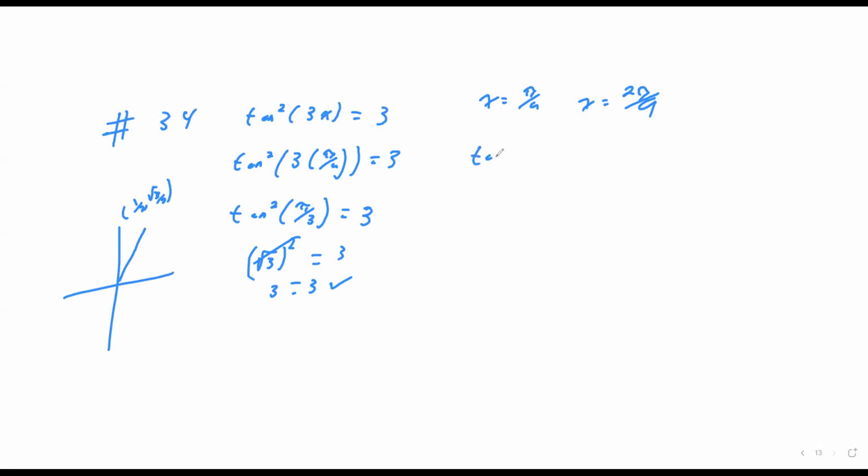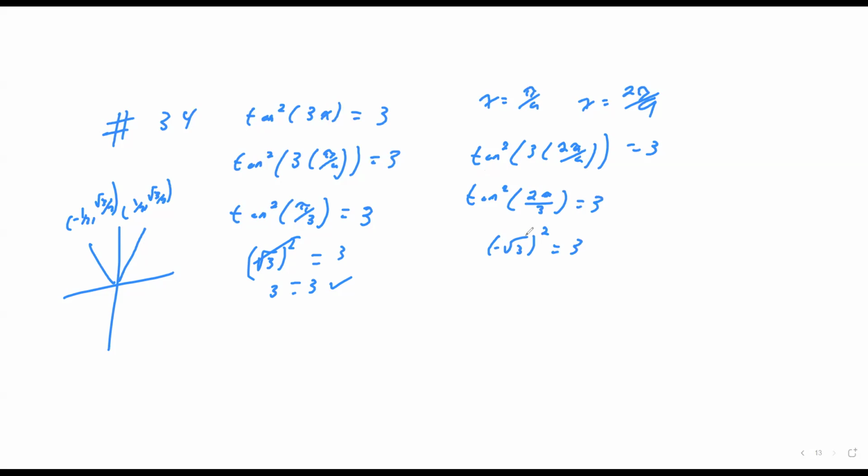Then you do the same thing to the other one. Tan squared 3 times 2 pi ninths equals 3. So this would be tan squared 2 pi thirds equals 3. Again, that would be this answer. So that would be negative 1/2, square root 3 over 2. And you would get the same thing, but just negative. So this would just be negative square root of 3 squared equals 3. And a negative squared and square root all just cancels and you get the same result. So all you've got to do on questions like that is simply check it and then you're done. Does it work or does it not?